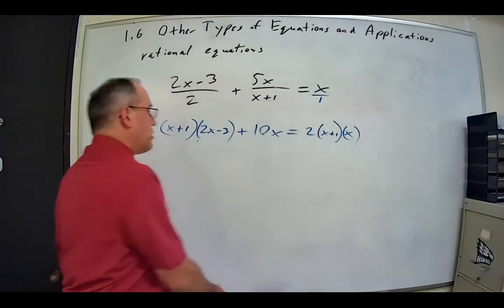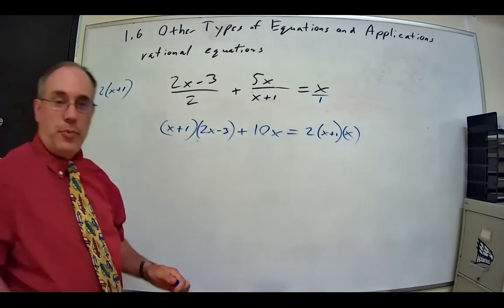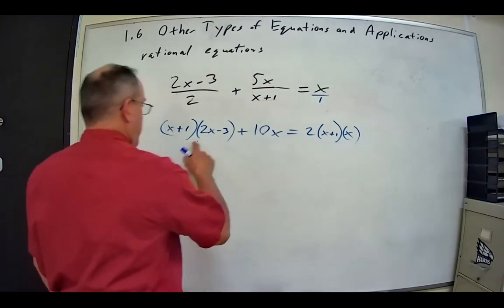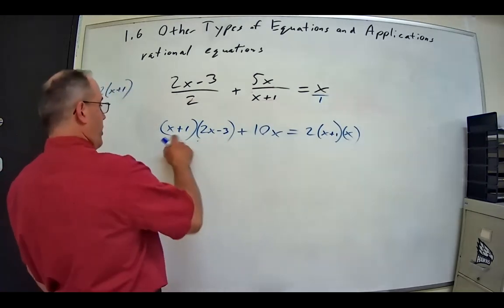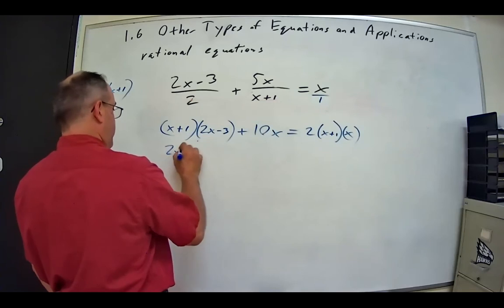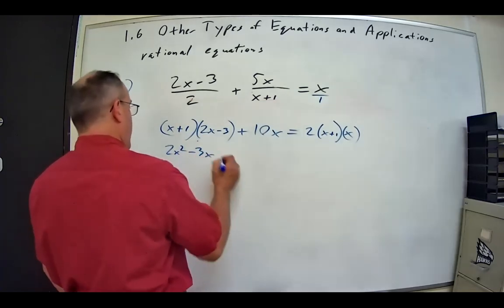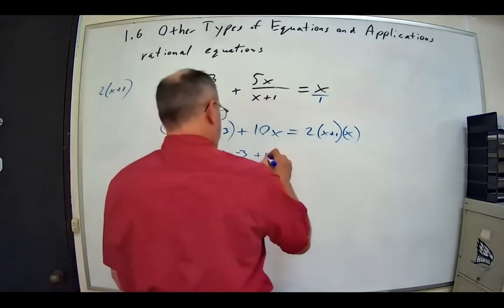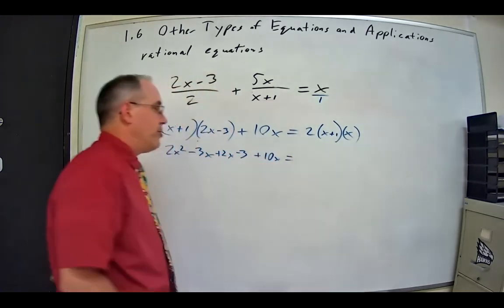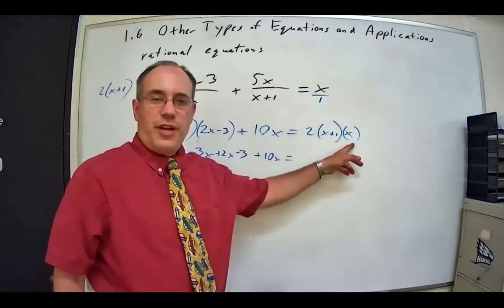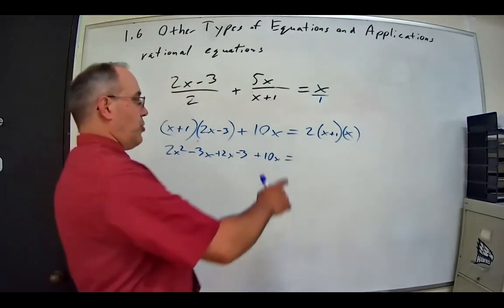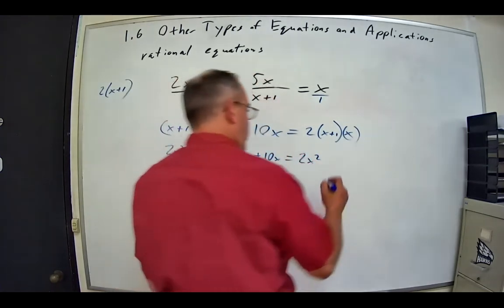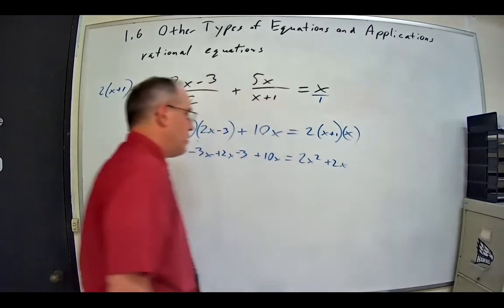So we got to this point, and now I'm going to multiply through, combine like terms. So I have x plus 1 times 2x minus 3. Using FOIL, we get 2x squared minus 3x plus 2x minus 3 plus 10x is equal to, well, I can call 2 times x 2x. So I'm just going to multiply that through. 2x times x is 2x squared. 2x times 1 is 2x.